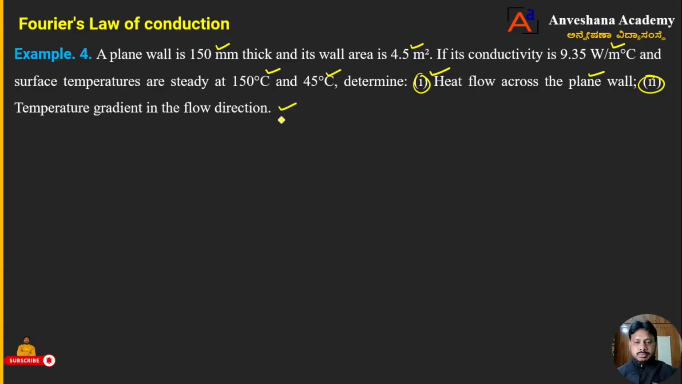Dear students, he has given one problem. For that, you have to calculate the rate of heat transfer or heat flow, that is Q, and then the temperature gradient, that is dT by dx. So how to solve this numerical? We need to follow some standard steps. First, we need to draw the relevant schematic diagram for the particular problem. Then we list out the given data. Then we list out the important equations related to this problem. Then we solve it step by step.